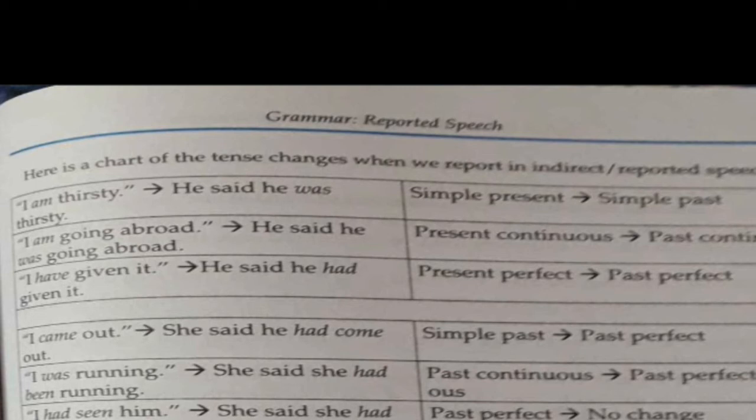Then we use the same word order as that for a statement. "What are you doing?" or "What are you reading?" is the direct. They wanted to know what I was reading. We do not use do, does, did or a question mark. So, "where do you stay?"